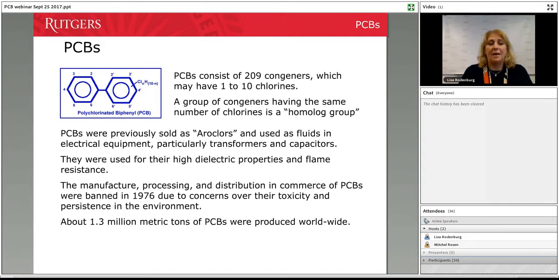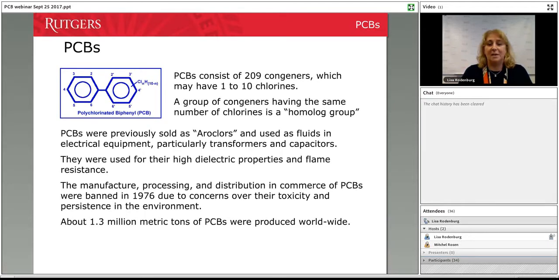And in the United States, PCBs were sold under the trade name Aroclor by Monsanto. Monsanto was the only, or virtually the only manufacturer of PCBs in North America. And they sold them under the trade name Aroclor. They had many, many uses. They were used in electrical equipment primarily, including transformers and capacitors, but they had many other applications as well, which we'll talk about in another slide or two.